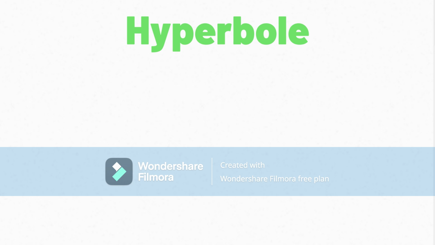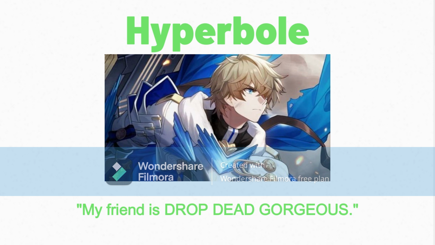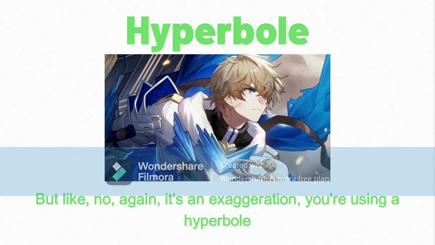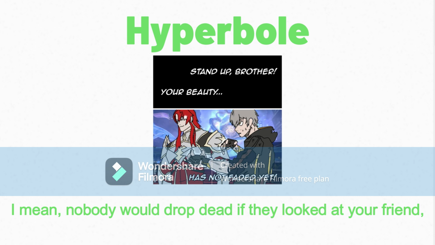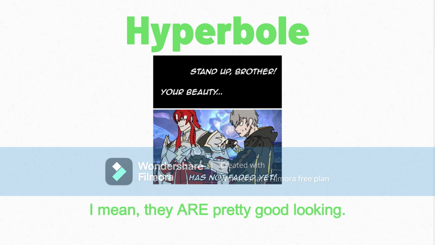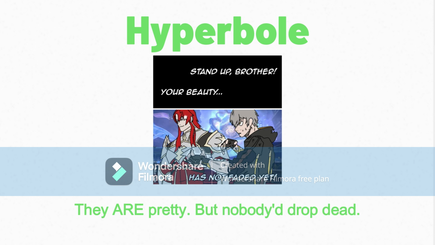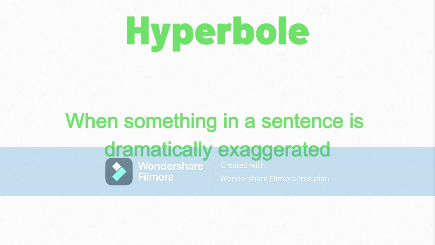And then the last example for hyperboles would be, my friend is drop dead gorgeous. But no, again, it's an exaggeration. You're using a hyperbole because you're just exaggerating the fact that your friend is drop dead gorgeous. I mean, nobody would drop dead if they look at their friend. I mean, they are pretty good looking. They're pretty, but they wouldn't really drop dead. So again, that is a hyperbole. A hyperbole is where you dramatically exaggerate something.